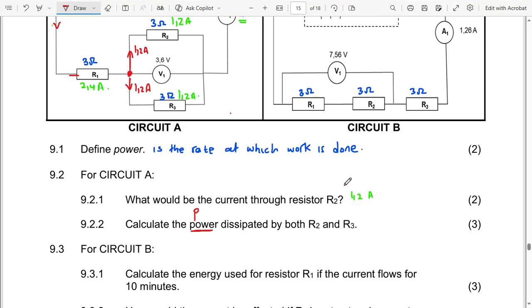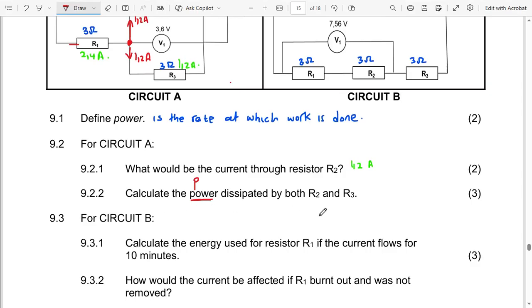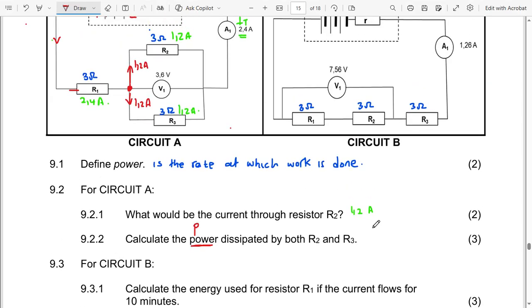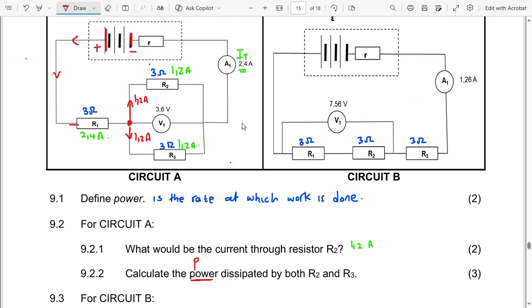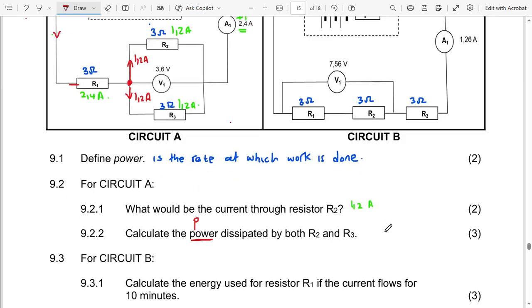When I go back to this side, the question says calculate the power in both R2 and R3. I'll look at what I have for R2 and R3. Now look at this: I know that R2 and R3 will read the total current of 2.4. So I'm going to write this down: the I total for these two is going to be 2.4 amperes.